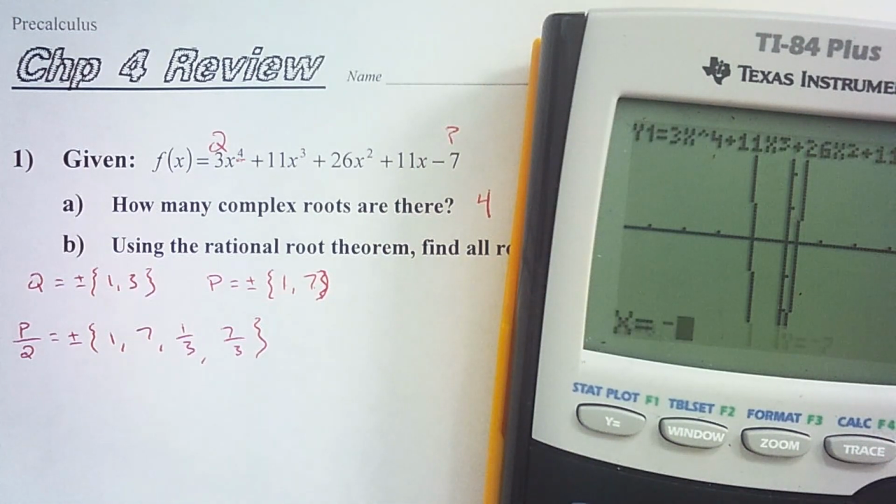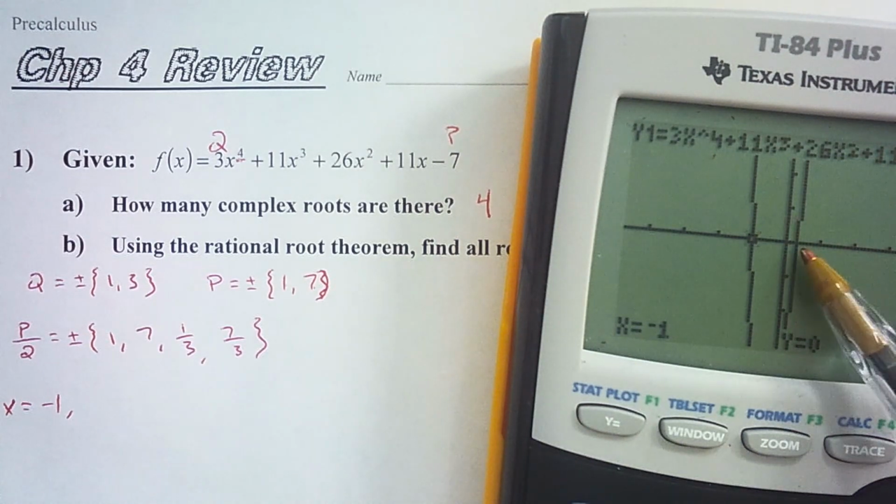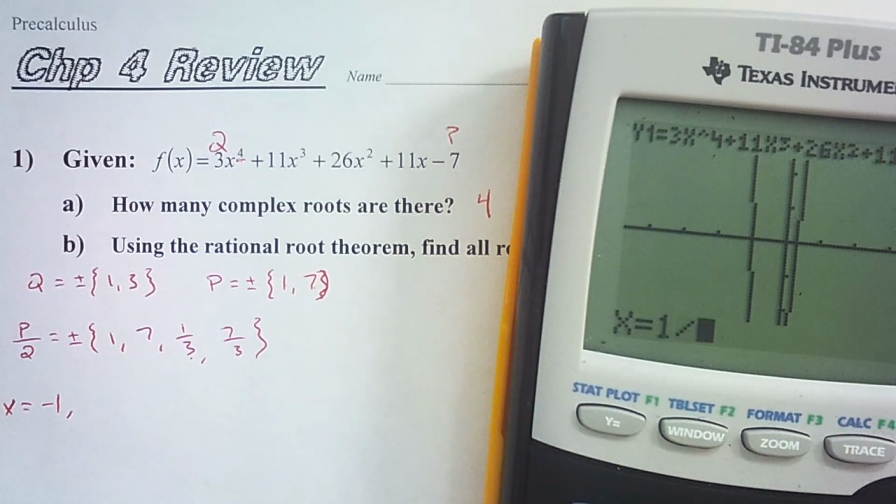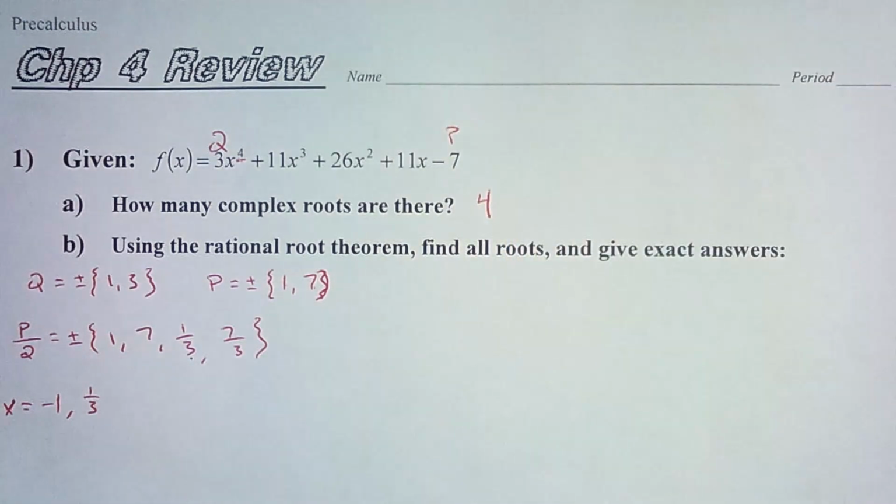So let's trace -1. And if -1 really is a root, then it's an x-intercept, so the y value, the output, will be 0, and it is. Okay, so I know that x equals -1, so there is one of my 4 roots. Then this one right here looks like it could be 1/3, so we'll trace 1/3. And the output there is also 0, so 1/3 is one of my 4 roots. And it looks like that's all I will get from the graph.